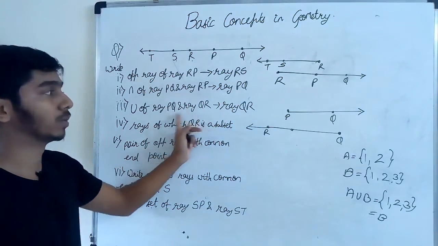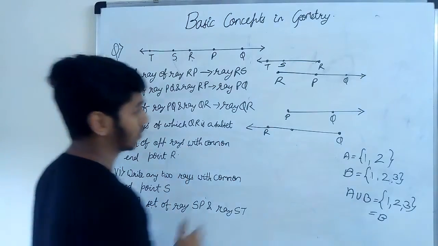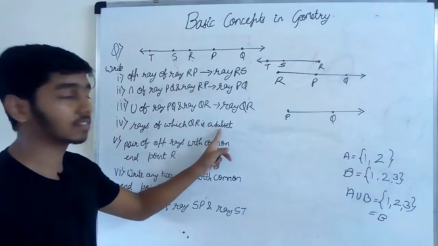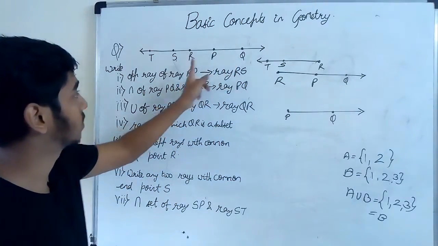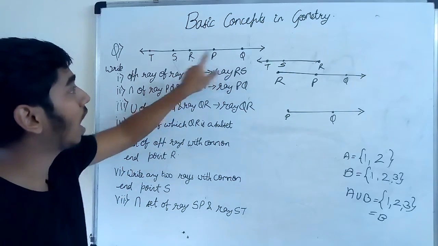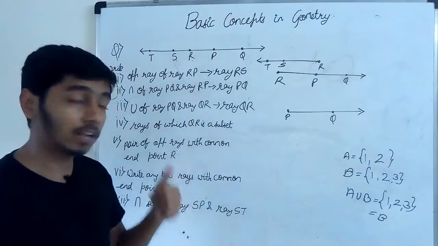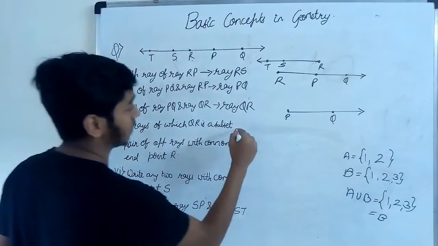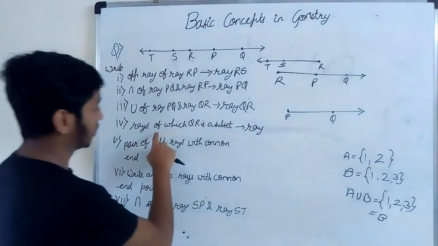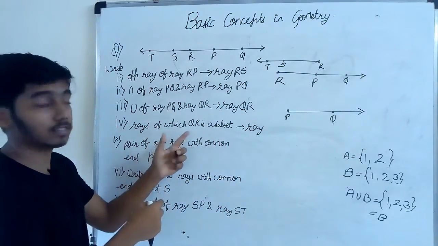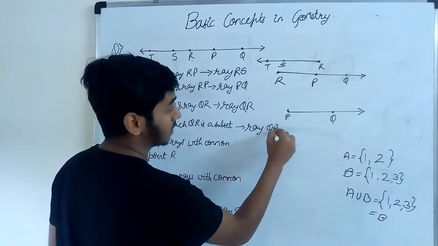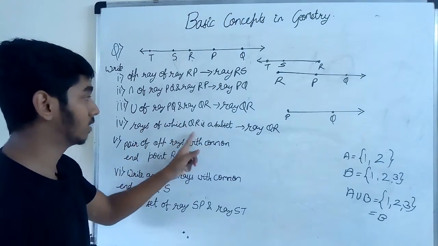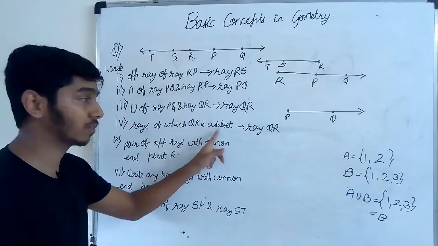Same way, this we are doing. Okay? Let's see the fourth one now. The fourth one: the rays of which QR is a subset. Now you know that any set is a subset of itself. Therefore, first of all, we can say the answer for this: QR is a subset of QR itself. So which ray is a subset of QR? The same ray itself, correct? QR is the subset of QR itself.